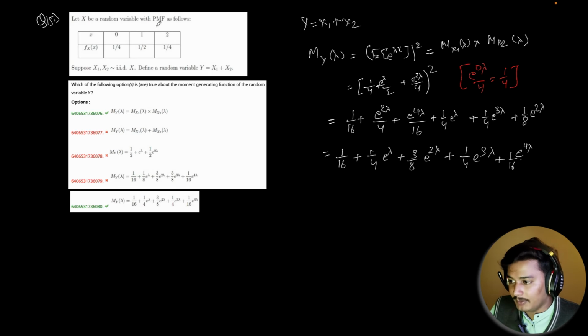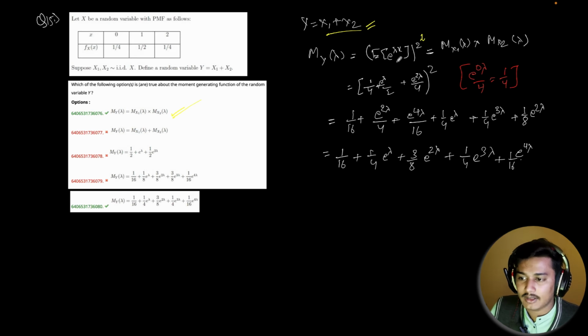Now next question. Let X be the random variable with this PMF. This particular X1, X2 is the IID sample. Y equals X1 plus X2. Find the MGF. So we know that Y is X1 plus X2. So the MGF of Y, if X1 and X2 are IID, will be the MGF of X1 raised to the power of whatever number we have. So it will be E of e raised to power lambda X, whole squared, right? And this we can also write as M_X1 of lambda into M_X2 of lambda. So it will be nothing but the first option, right? The first option is correct.